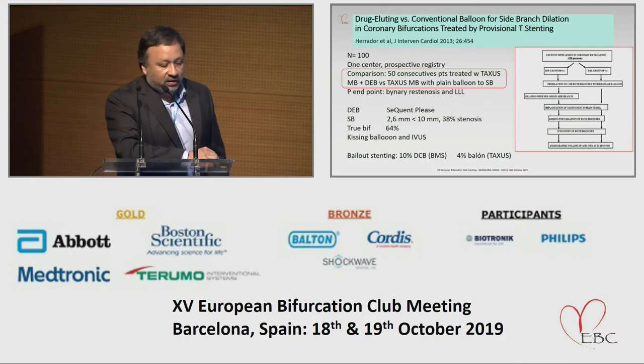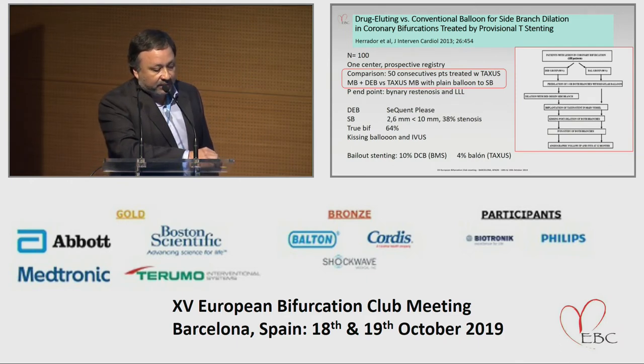Then Errador in 2013 made this registry also, 100 patients. They compare 50 consecutive patients treated with Taxus plus drug eluting balloon, SeQuent Please, versus conventional treatment of bifurcation with Taxus and a normal balloon. The true bifurcation is 64%. The mandatory kissing balloon and IVUS use is very low in this trial. The bailout stenting is 10% for the drug coat balloon and 4% in the Taxus arm.